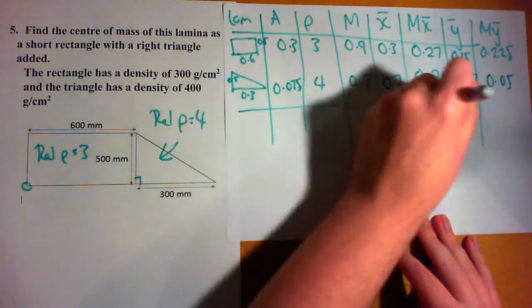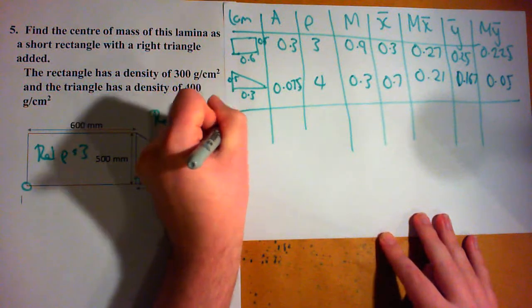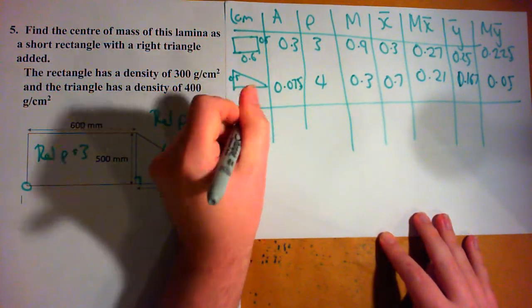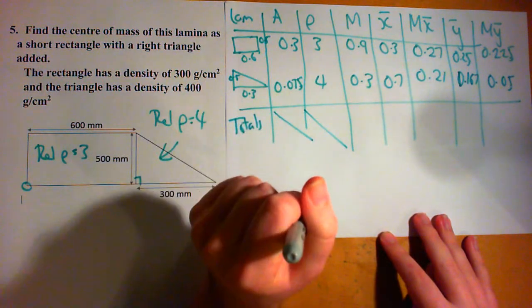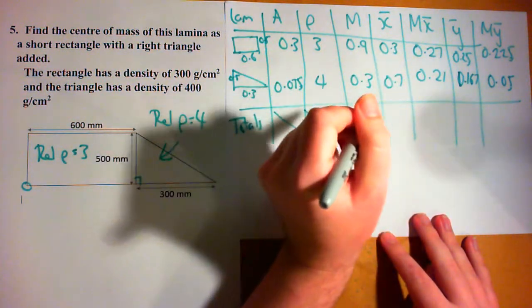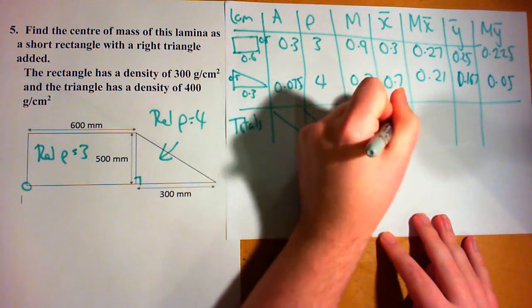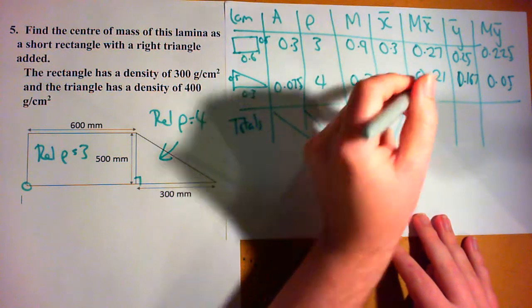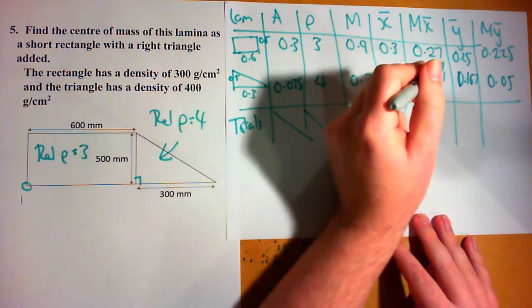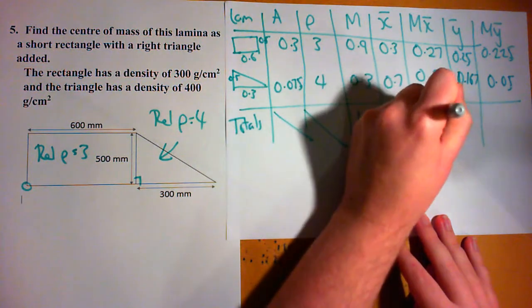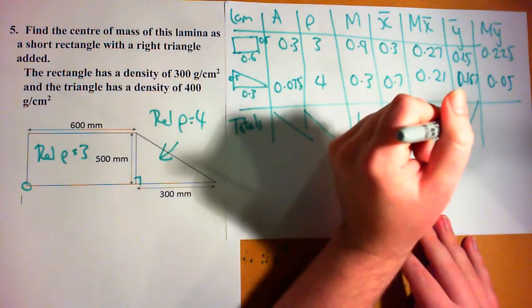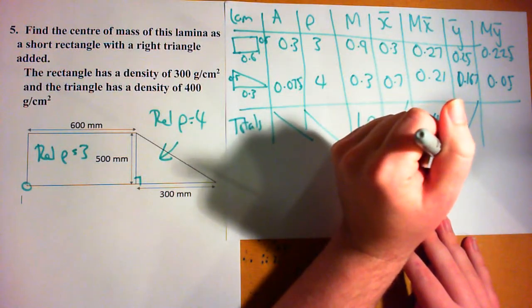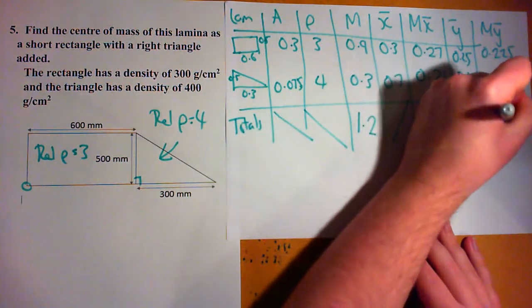And there are only two laminae to this one. Let's get our totals. Our area we don't need, relative densities we don't need, mass we do. 0.9 plus 0.3 is 1.2. X bar we don't need. M times x bar is 0.27 plus 0.21, which is 0.48. Don't need our y bar. M times y bar is 0.225 plus 0.05 is 0.275.